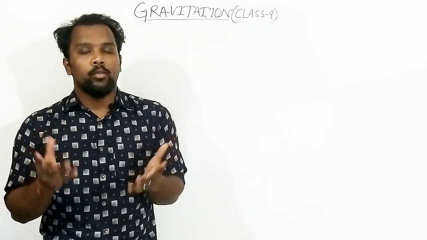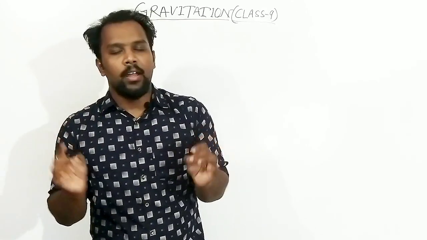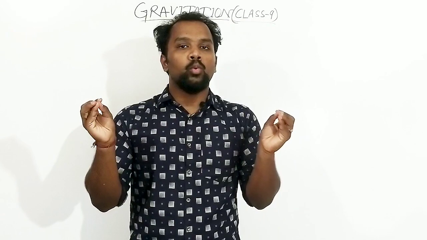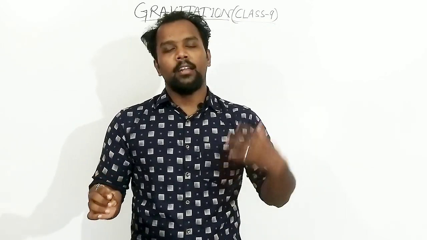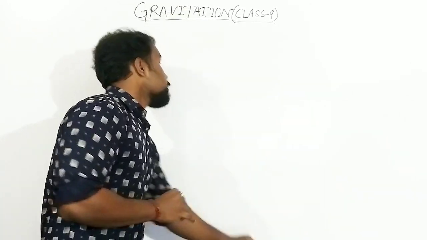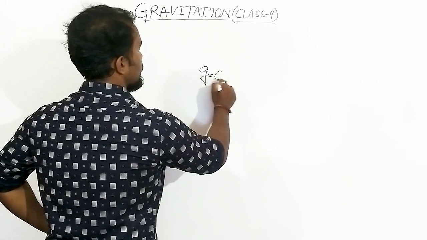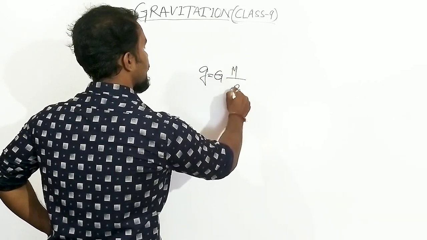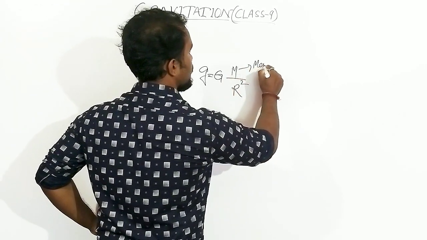So what have we got? We have got that when there is no atmospheric pressure, no air, two objects reach the ground at the same time. It means that the falling of the object is independent of its mass. That means we get the formula of small g as GM by r square. Now this M is the mass of the earth.